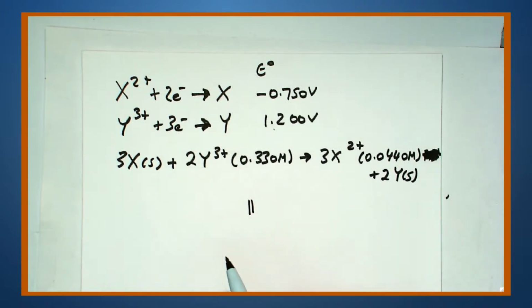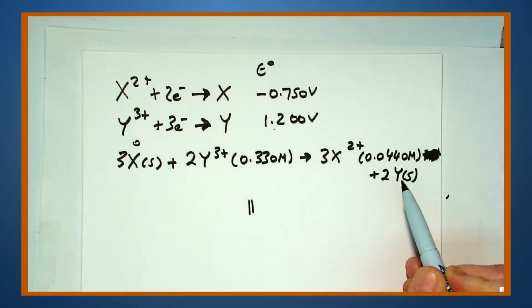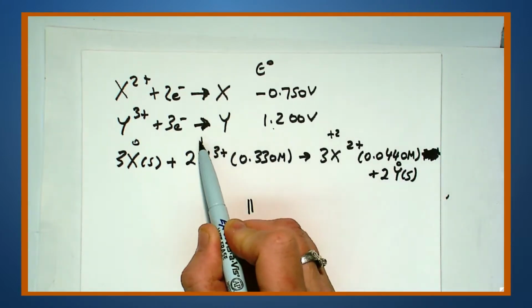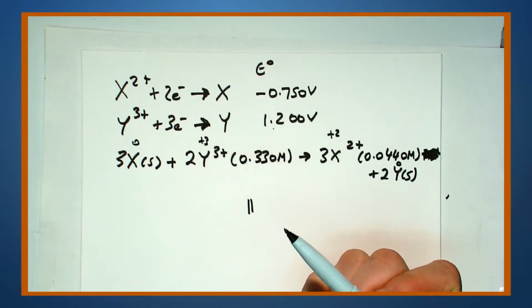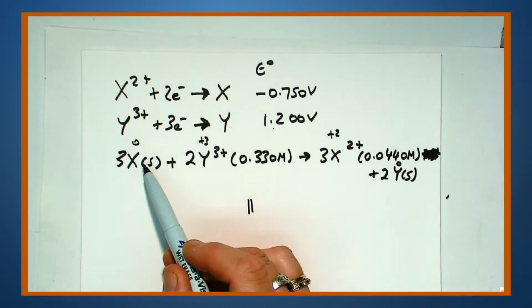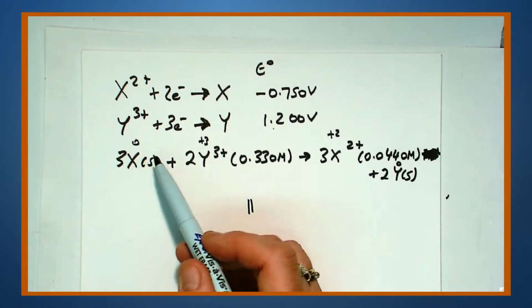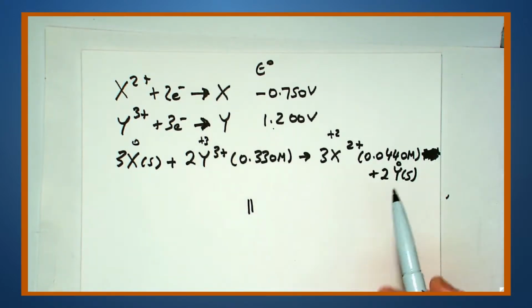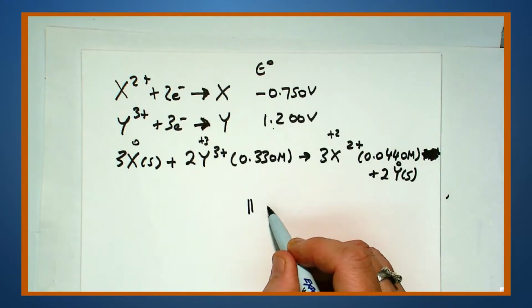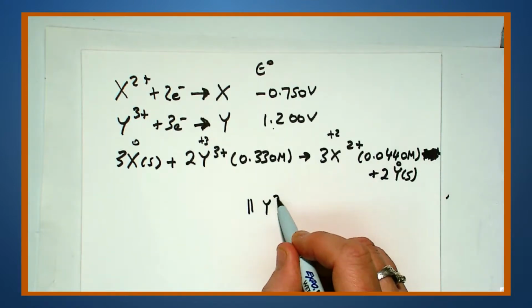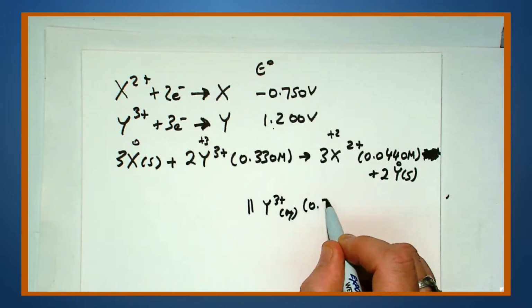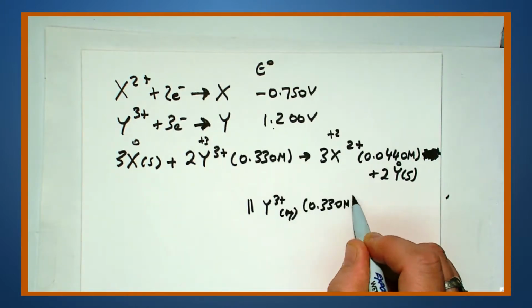What's changed its oxidation number? Well, these are both 0, and these are +2 and +3. So we can see what's gone up, what's gone down. X has gone from 0 to +2, and Y has gone from +3 to 0. So there we are, Y got reduced. So we can write Y3+ aqueous, and we can put 0.330 molar.